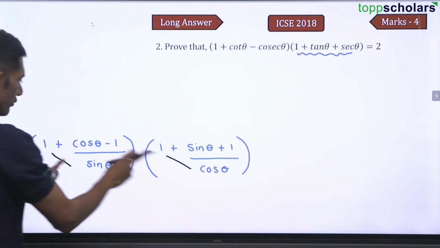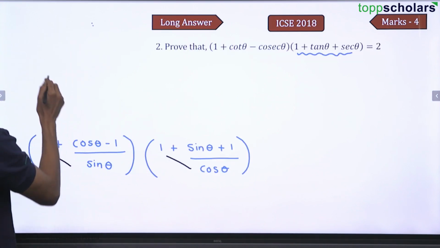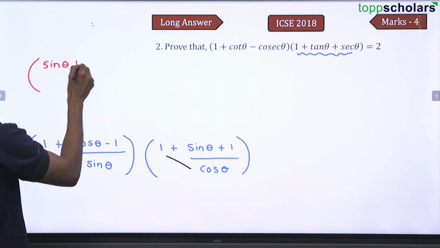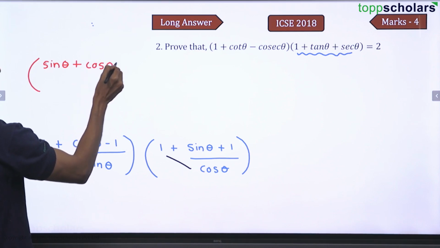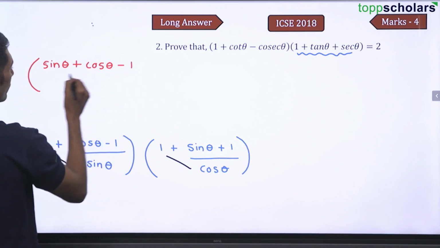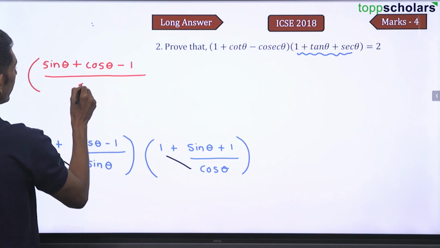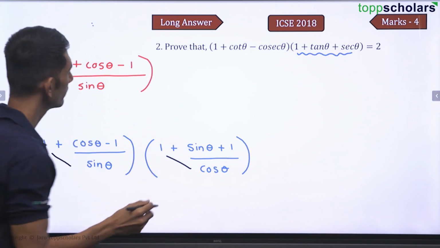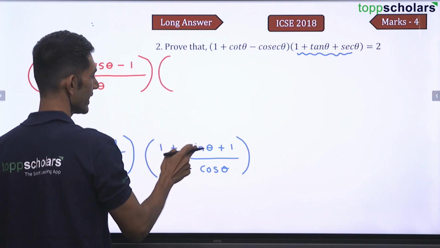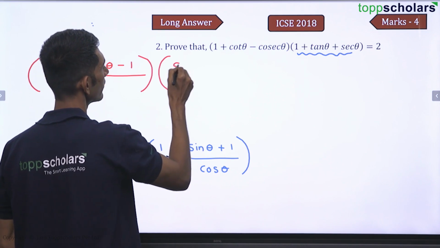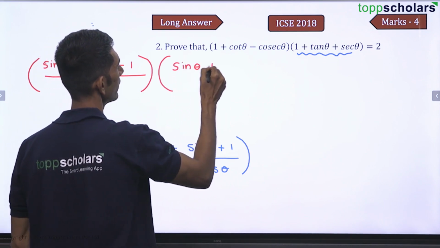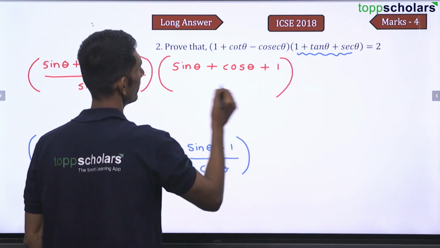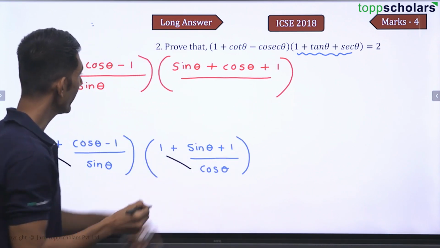So let us do that. So after cross multiplying, you get (sin plus cos minus 1) the whole by sin, correct? And this becomes (sin plus cos plus 1) the whole by cos.